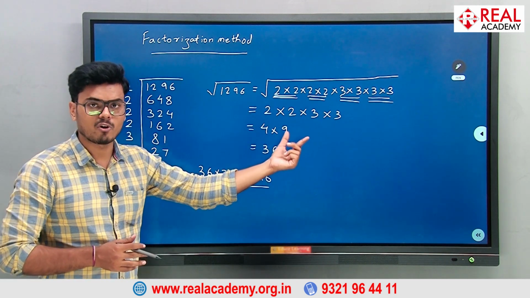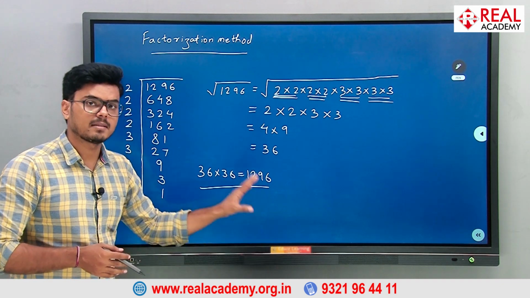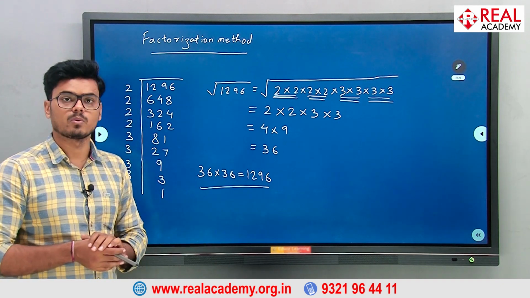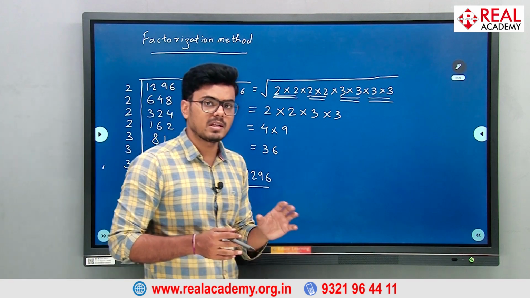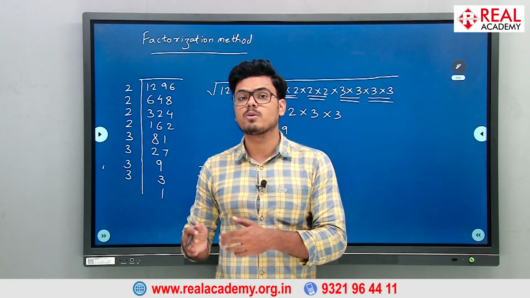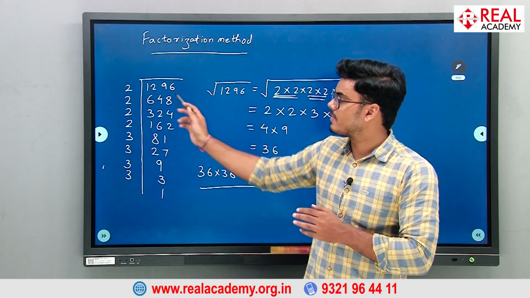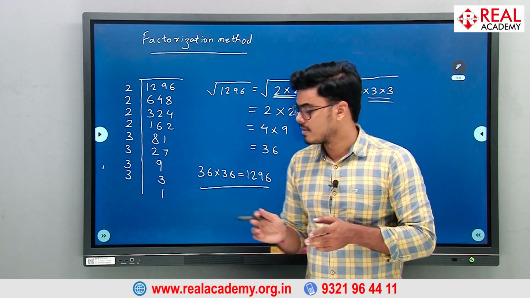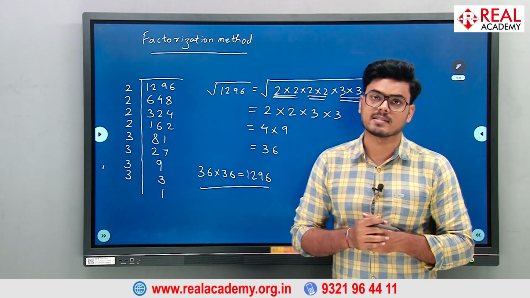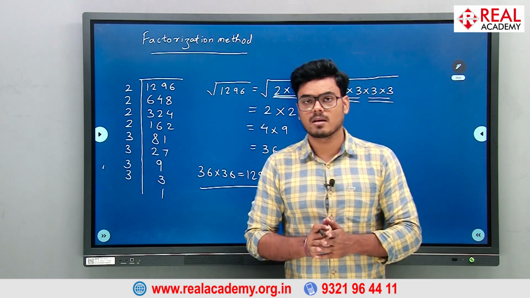Wherever the pairs are forming, take one number outside, and then multiply the result, then you will get the square root. Now this method only works when the number that you have to find the square root of is a perfect square. So in this example, 1296 is a perfect square, right? 36 into 36 is 1296. That's why we got the square root easily. We did not have to struggle a lot.